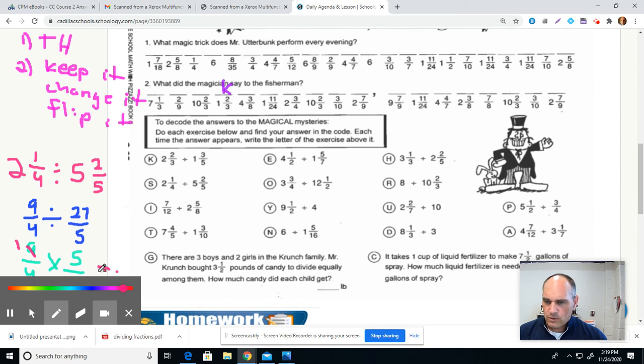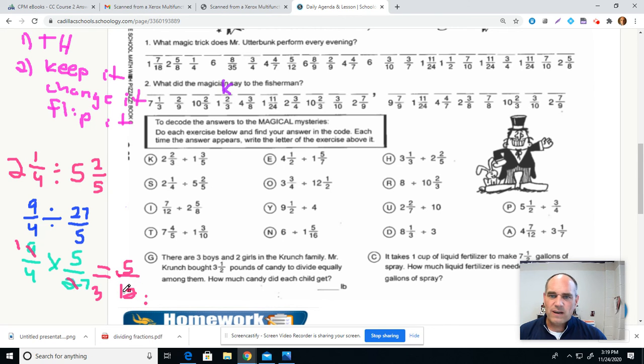Now, when I multiply, 1 times 5 is 5. 4 times 3 is 12. That's not a decimal, that's just a messed up mark. So my answer is 5/12. So S is 5/12. So I go up here, 5/12. Awesome, there's an S. No more 5/12.